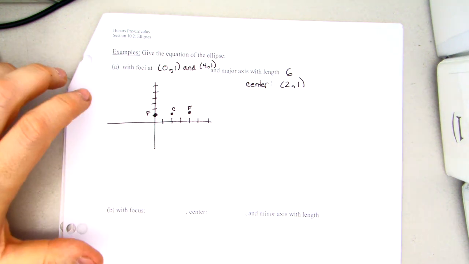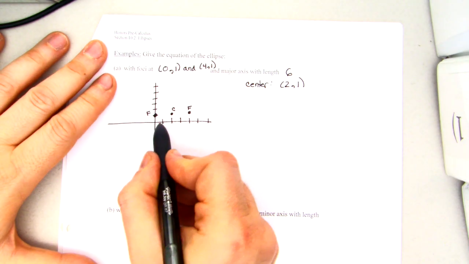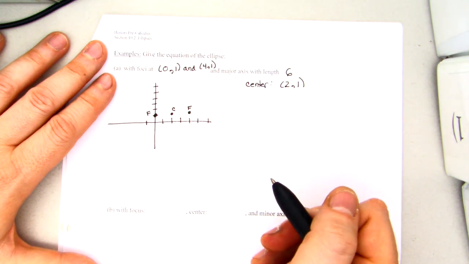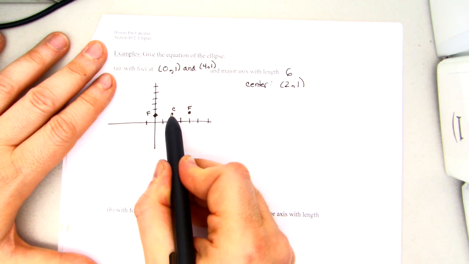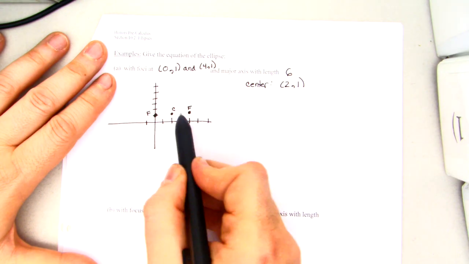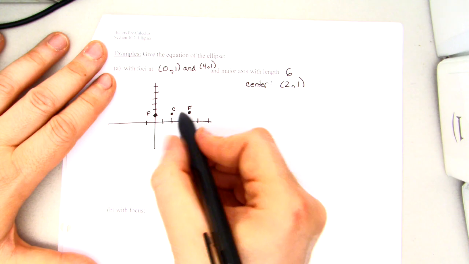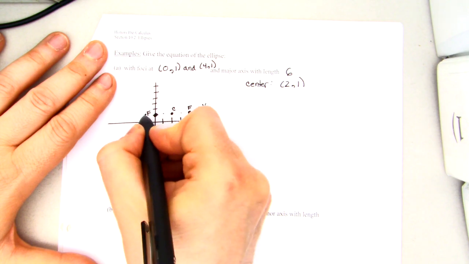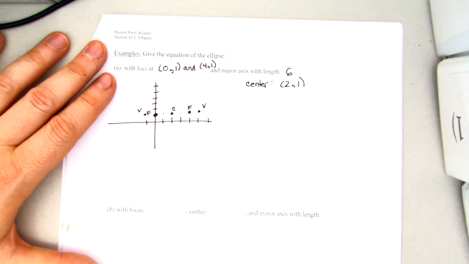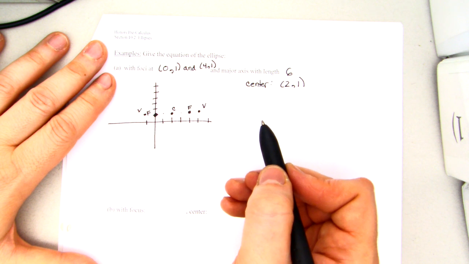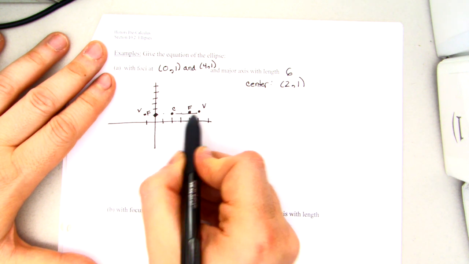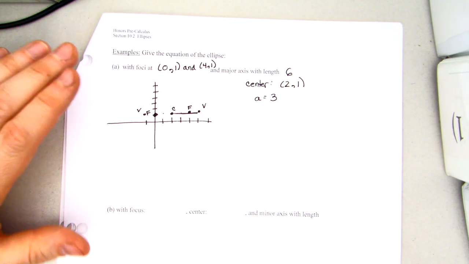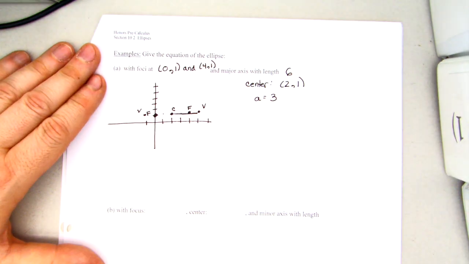Now, my major axis has a length of 6. Well, I know my major axis has to be horizontal because the foci always need to be along the major axis. I am going to go from the center. If the major axis has a total length of 6, then from the center to each vertex needs to be a distance of 3. 1, 2, 3, there's a vertex. 1, 2, 3, there's another vertex. I am almost there. I know my A value. My A value is 3, because from the center to the end of the major axis, that's going to be 3, because the entire length is 6.